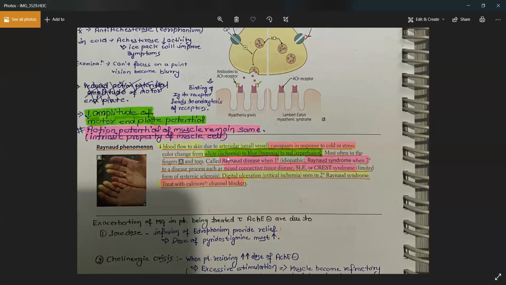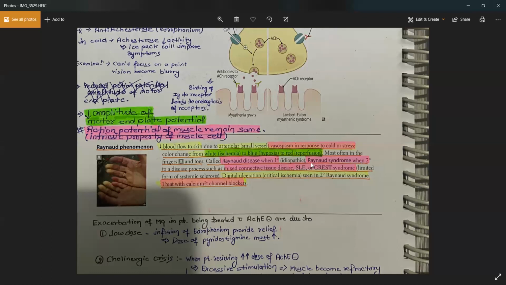Okay, it is called Raynaud's disease whenever it is primary or idiopathic. It is called Raynaud's syndrome whenever it is associated with any other disorder, whenever it is due to any other disorder like vasculitis. If you guys remember, what kind of vasculitis can have a Raynaud's phenomenon? Buerger's disease. Buerger's disease. Very good.